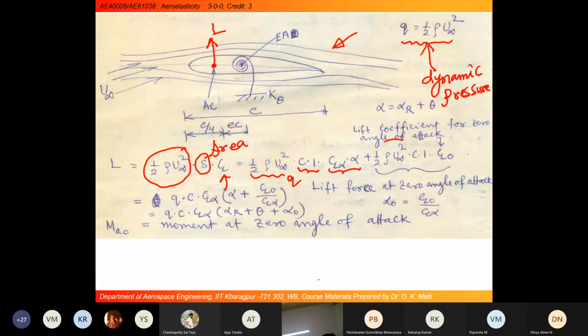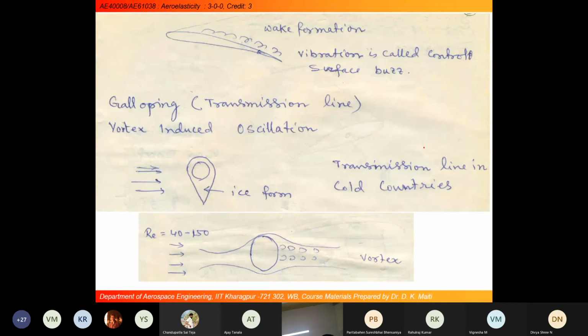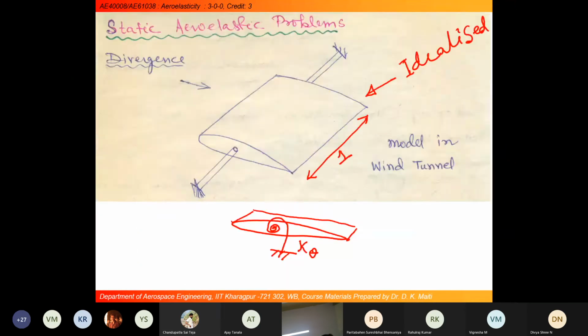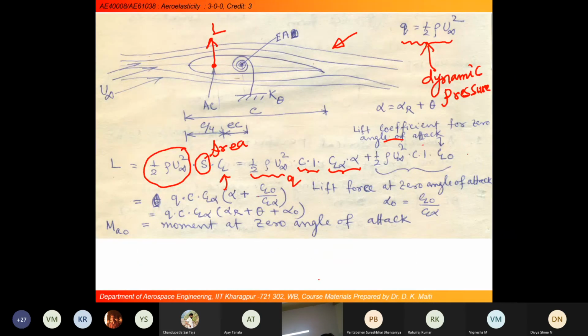This dynamic pressure multiplied by the area and CL naught. This CL naught is basically the lift coefficient for zero angle of attack. If it is not a symmetric aerofoil, if it is a cambered aerofoil, then even at zero angle of attack, there will be a lift force developed. That we are calling the lift coefficient for zero angle of attack.